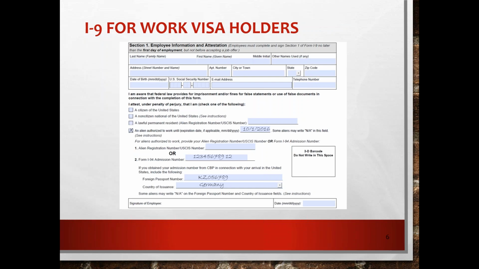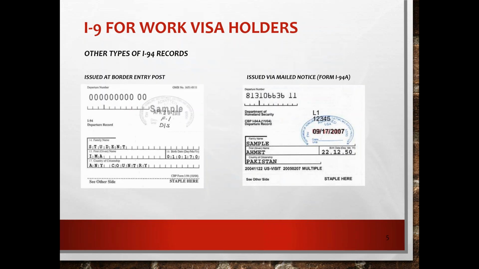For aliens authorized to work, provide your AR number or your Form I-94 admission number. And for the types of work visa holders we're talking about, again, it's going to be that I-94 admission number record. And if we go back to our I-94 cards here, you'll see that record number or admission number across the top. It's always the first data point on the I-94 card.